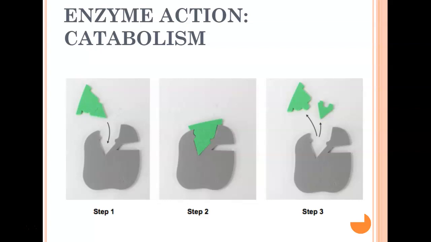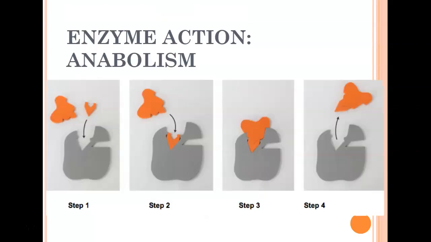Catabolism, to break things down. So enzymes do have an ability to chop things into pieces or break them down if needed. They can do anabolism too. So it is possible for enzymes to actually fuse things together.